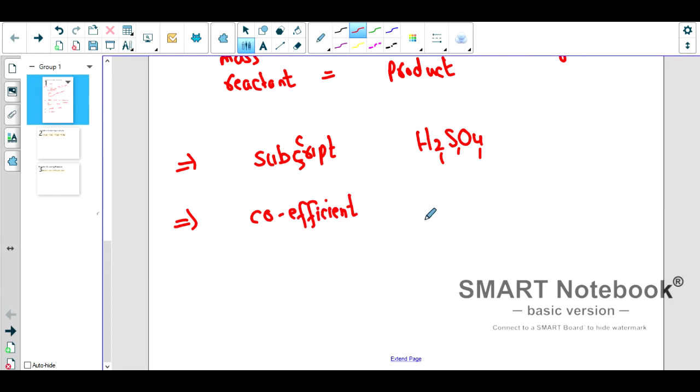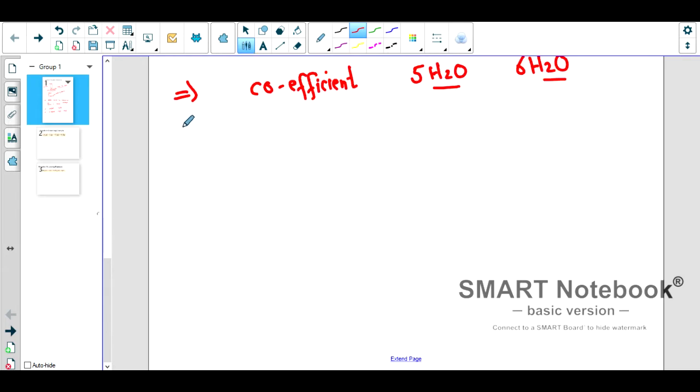Like we can change the number of molecules. We can write 5H2O. We can write 6H2O. But we cannot change the subscripts. And the last and very important point is that the coefficient always comes in front of the molecule. You cannot put it anywhere else.